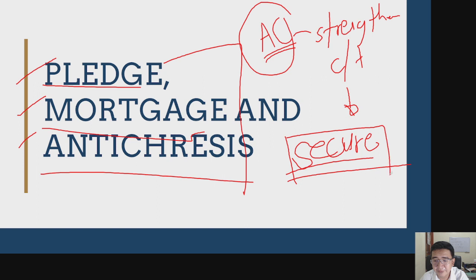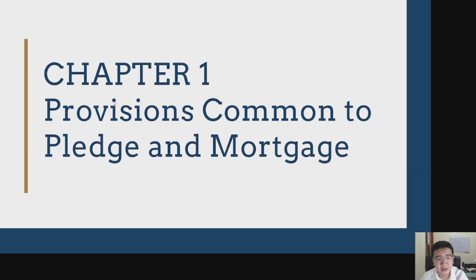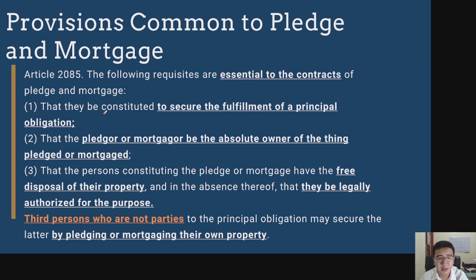Kaya itong mga loan obligations na ito, kapag meron silang accessory contracts like pledge, mortgage, guarantee, suretyship, or anti-crisis, they are secured obligations. Why? Because in case of non-payment, you can sell the property pledged or the thing mortgaged or make use of anti-crisis. Okay? So with that in mind, let's proceed to chapter 1, the provisions common to pledge and mortgage.